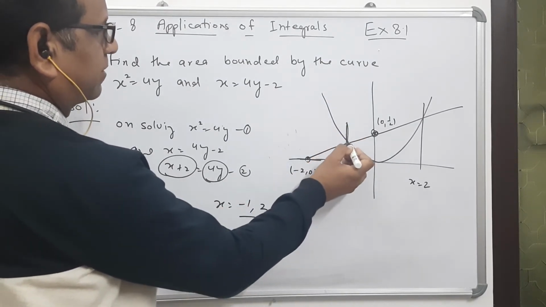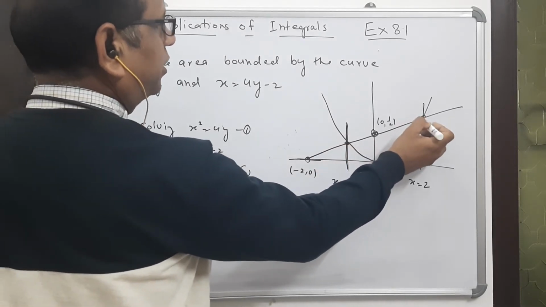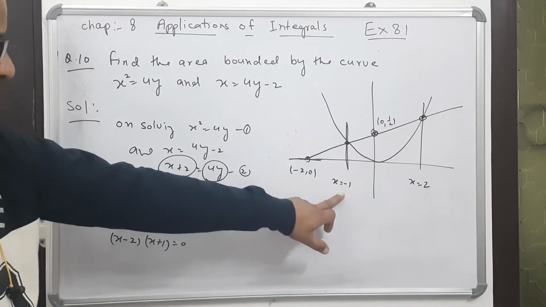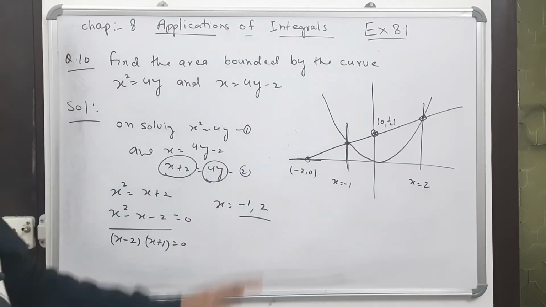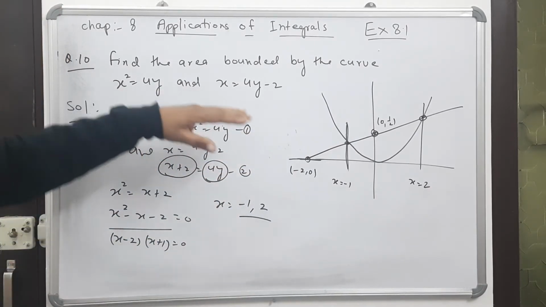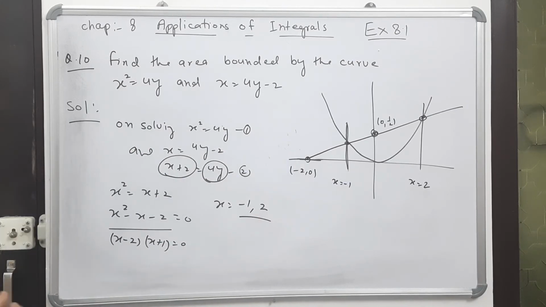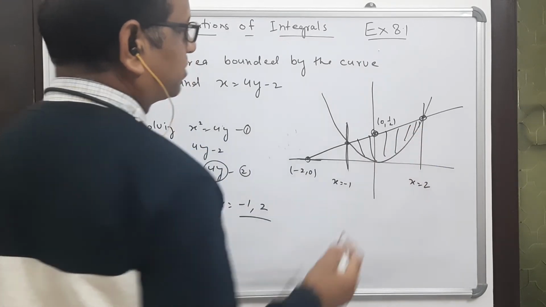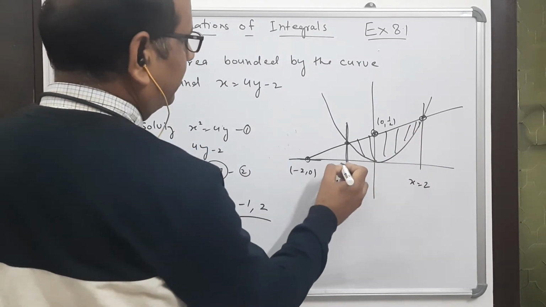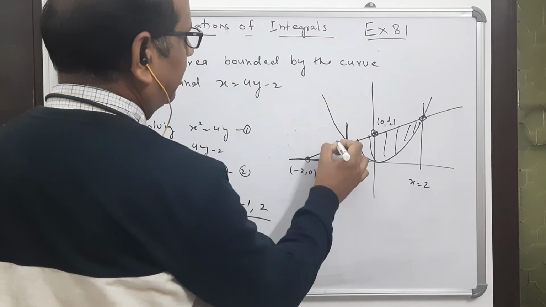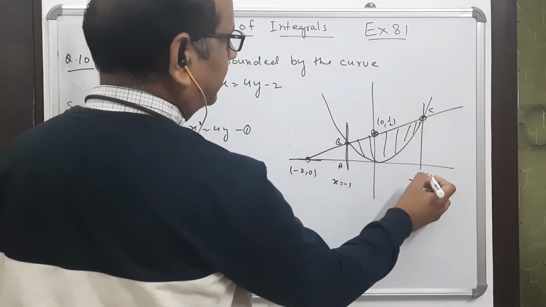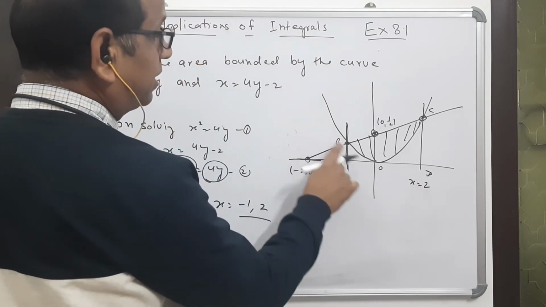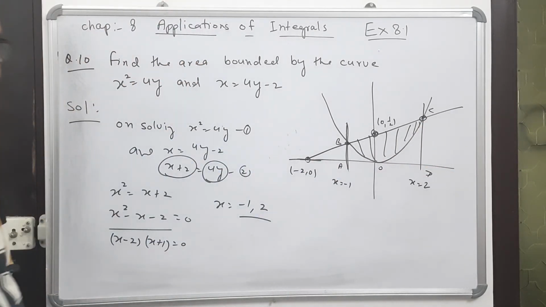So this is the answer now. This point and this point are the points of intersection. It is x equals minus 1 and x equals 2. These are the points of intersection of the parabola and the line. Now we want this area, the area between the line and this part. So here we can say this area is ABCD minus ABOCD. This will be the required area.